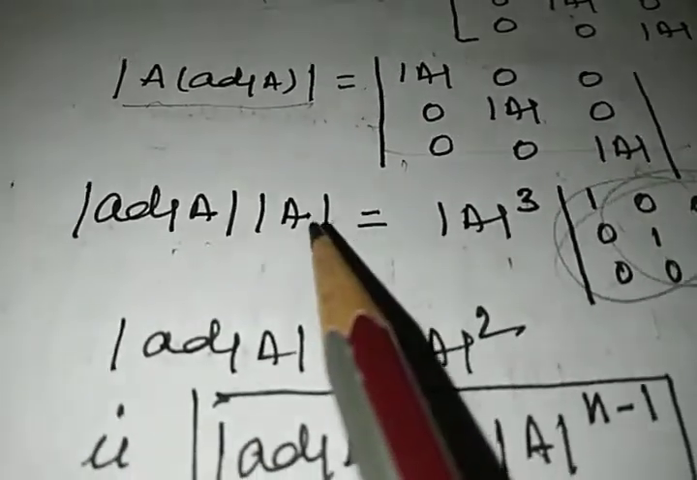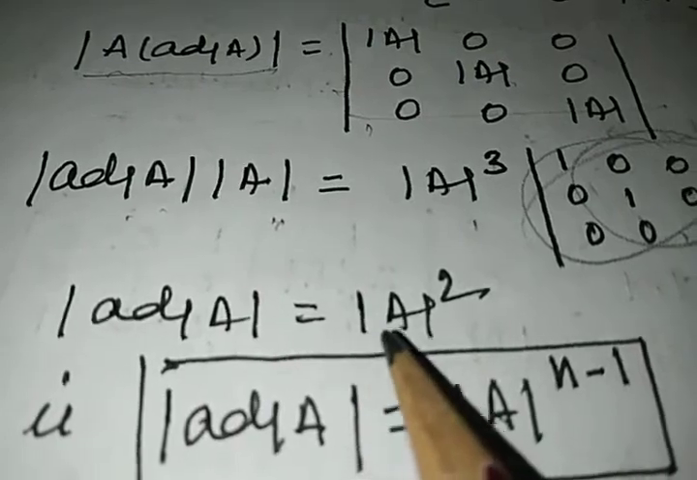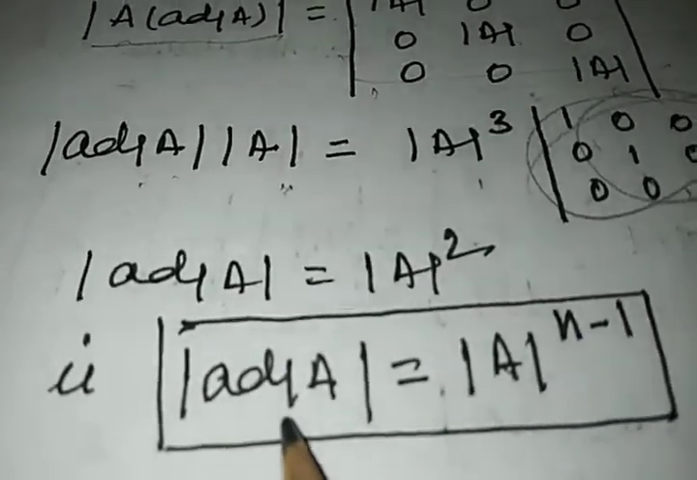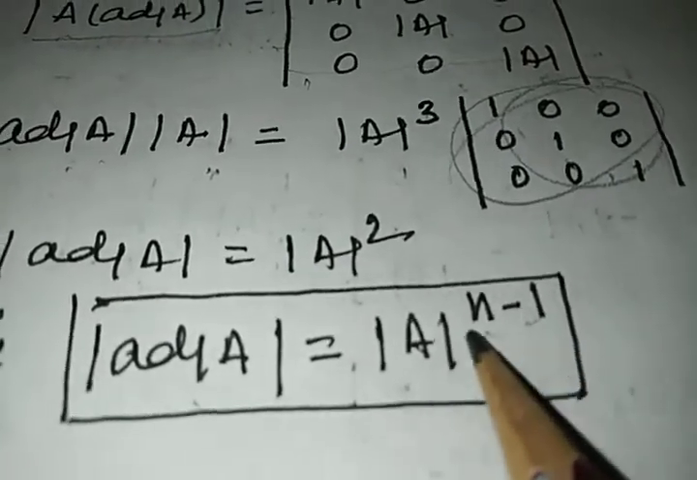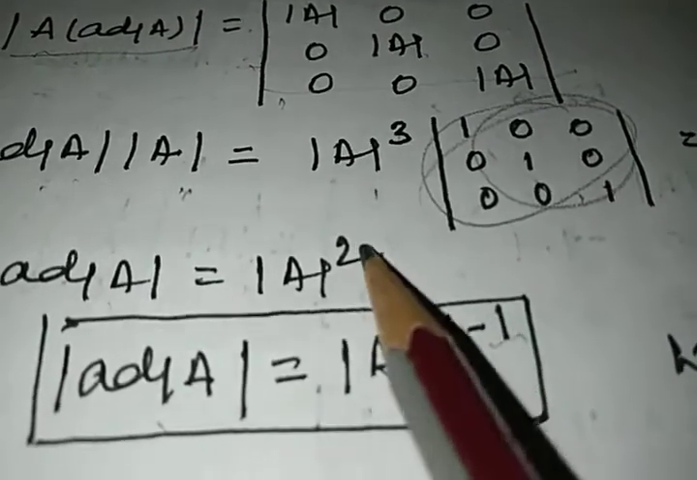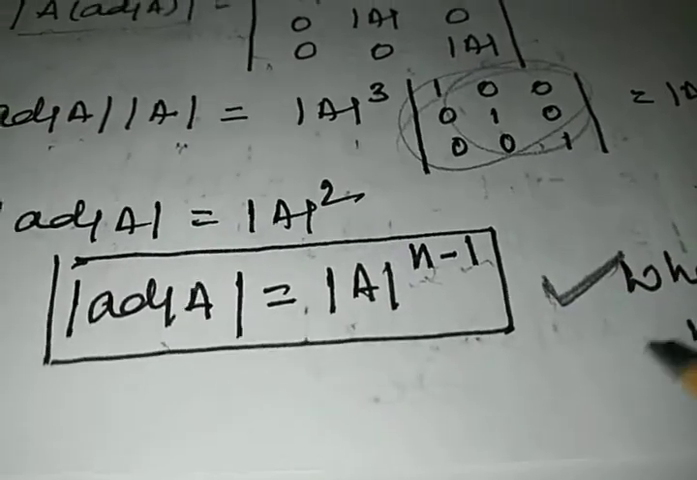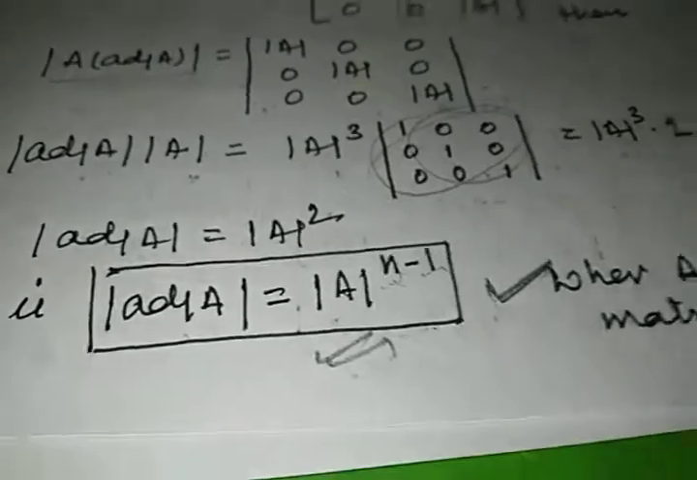So determinant A and this will be cancelled. So determinant of adjoint A will be equal to determinant A to the power 2. That is, determinant of adjoint A is equal to determinant of A to the power n minus 1. Here n means this was of the third order, so 3 minus 1 is 2. So this is again a very useful result. You have to see that directly. You'll be getting questions on this. Okay.